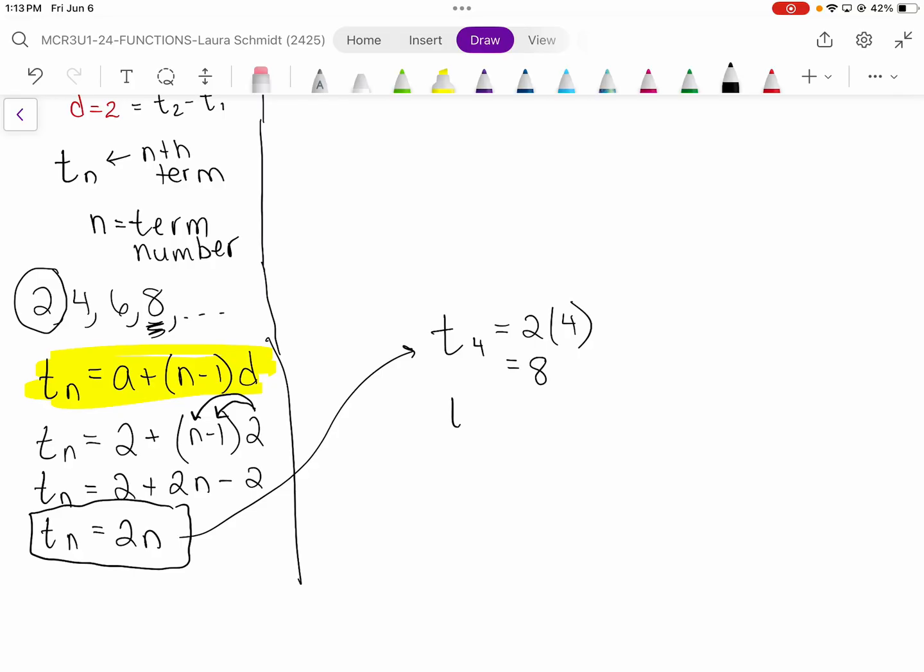Okay, what if we wanted to find term 20? What would we do? Yeah. 2 times 20. So term 20 is 40? Cool. That's it.